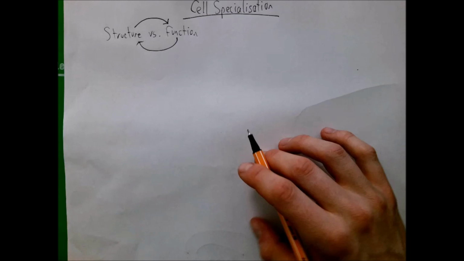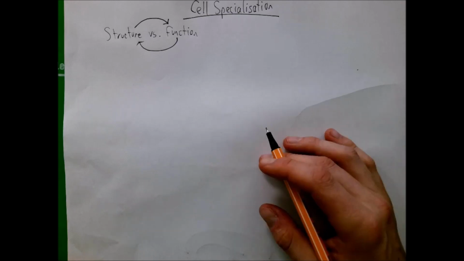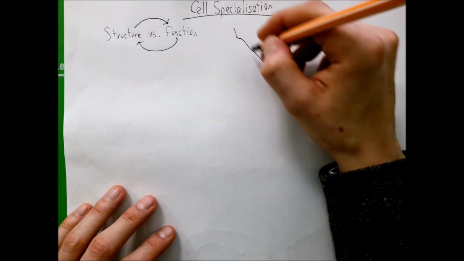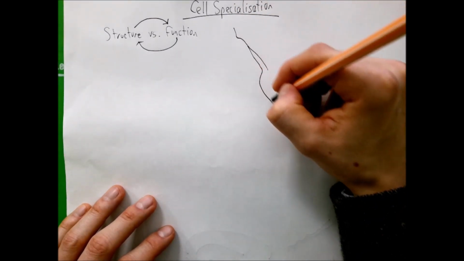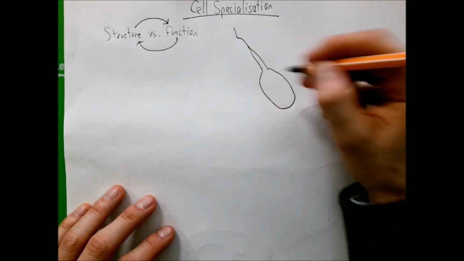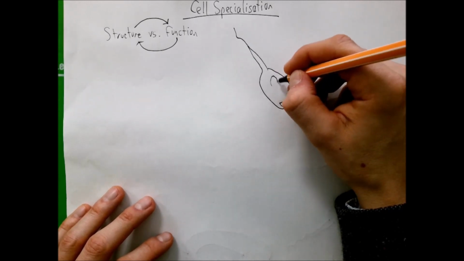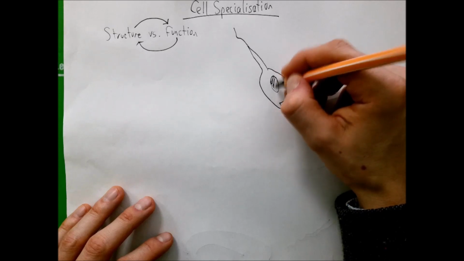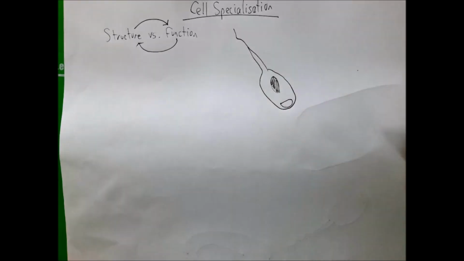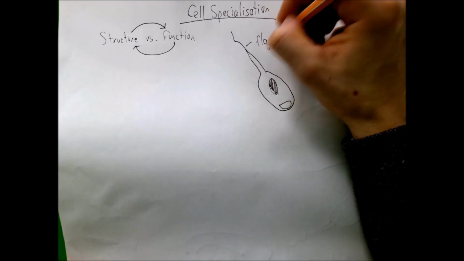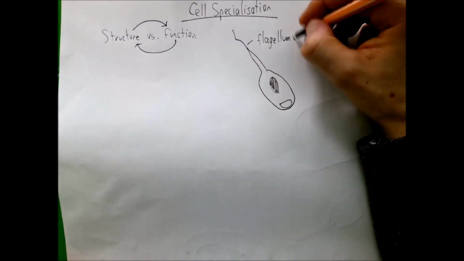There are a few specific examples you need to know of specialised cells from both animals and plants. And the first one of those is a sperm cell. If you think about what the job of the sperm cell is, it needs to contain genetic material to fertilise the egg, and it needs to have a tail to get it to the oviduct where the egg will be found. So the key features it has to have is a tail. The biological word for that is a flagellum, and that allows it to swim around to find its way to the oviduct and that egg.